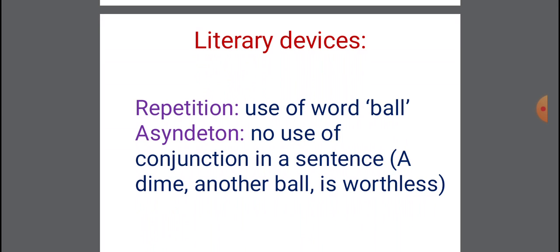So two literary devices are used here. Repetition: the word wall is used again and again, so repetition is there. Then asyndeton: no use of conjunction in a sentence is called asyndeton. For example, "a dime, another wall is worthless": there is no conjunction used between these words, so here asyndeton is there.